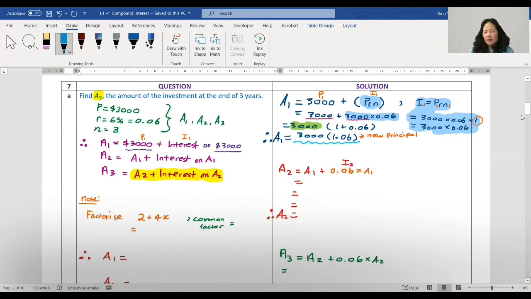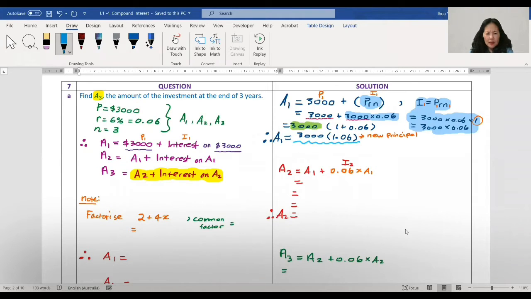This is different to simple interest, because if it's simple interest, it'll be just I equals PRN. With simple interest, it'll be the same principal each year, but with compound interest, each year you have a brand new principal, because each year the principal gets bigger and so on. So that's why you're getting more money at the end. That's exciting, actually. Let's have a look at this.